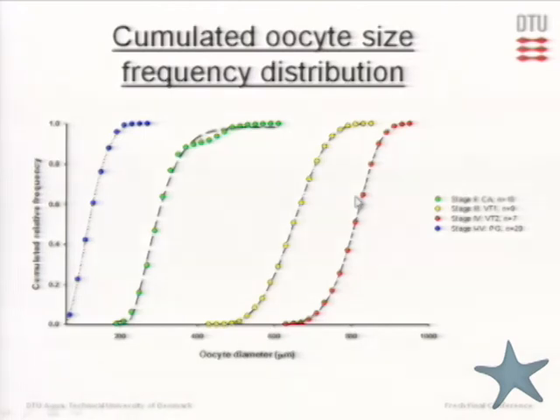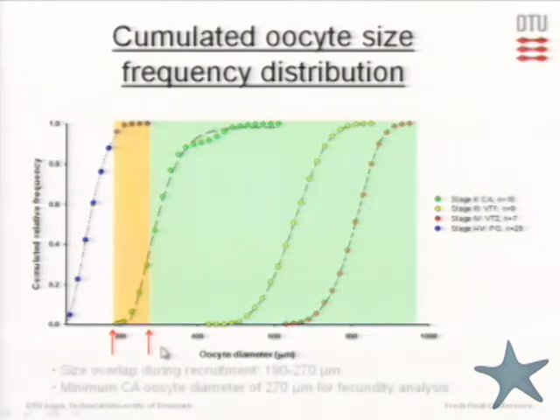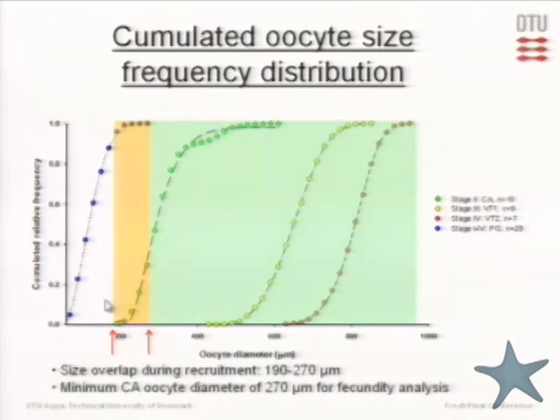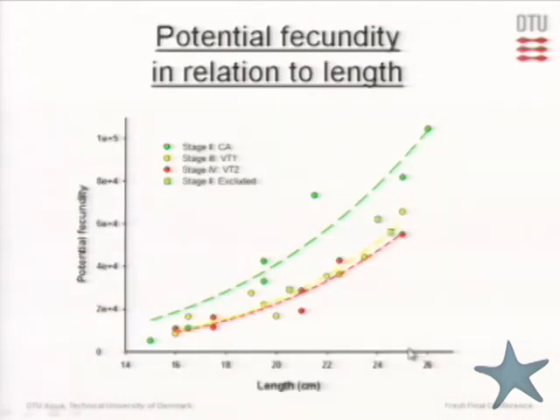If we then look at the primary growth oocytes and the cortical alveoli oocytes, there is an overlap in the range between 190 micrometers and 270. This means that for analysis of fecundity, we do not use ovaries where the cortical alveoli oocytes have a diameter below 270 micrometers, because in those cases over here, they will not be fully recruited.